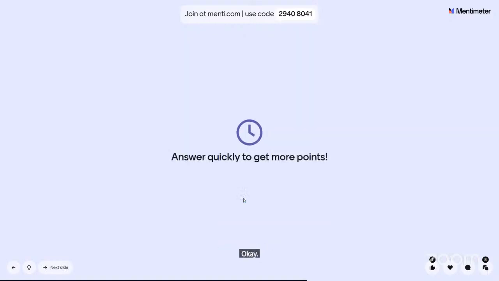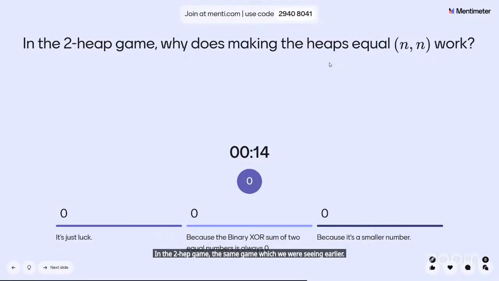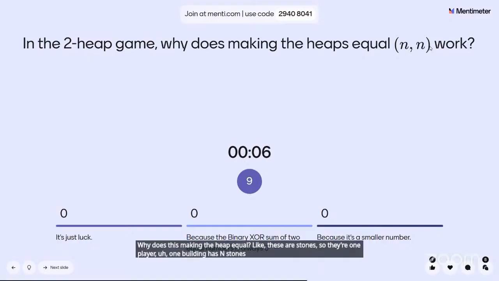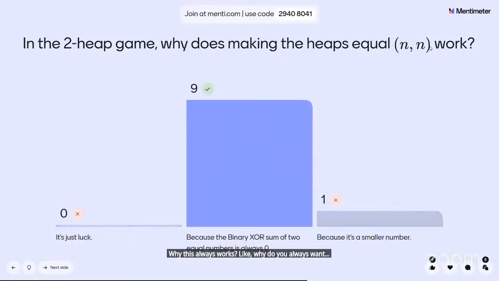Let's just ask this question. In the two heap game, the same game which we were seeing earlier, why does making the heaps equal always work? These are stones, so one building has n stones and the other also has n stones. Why do you always want them to be the same?